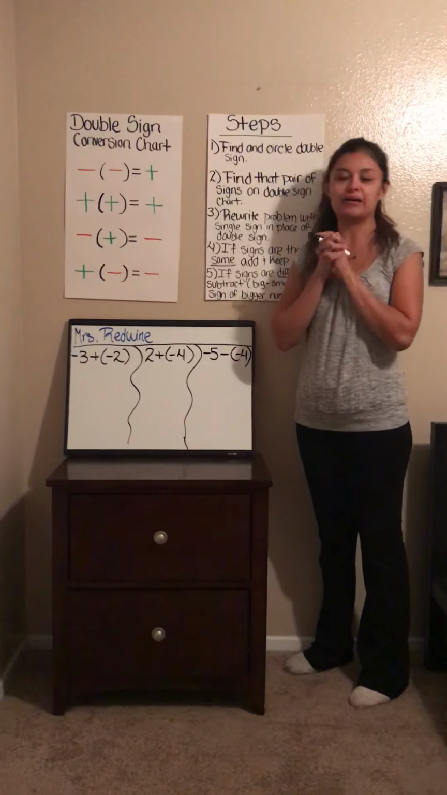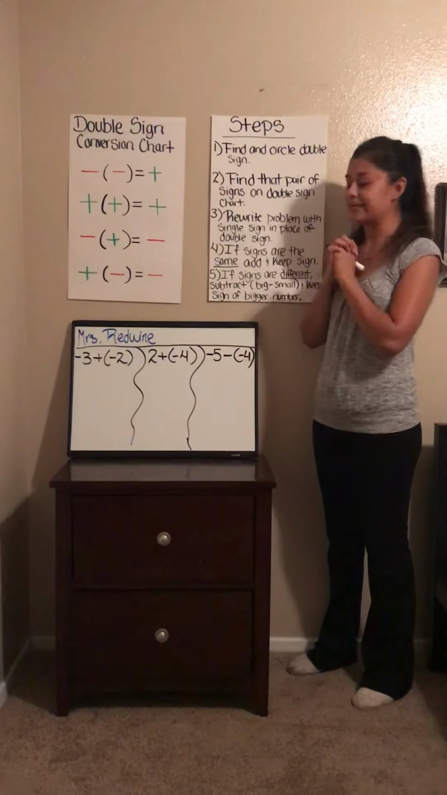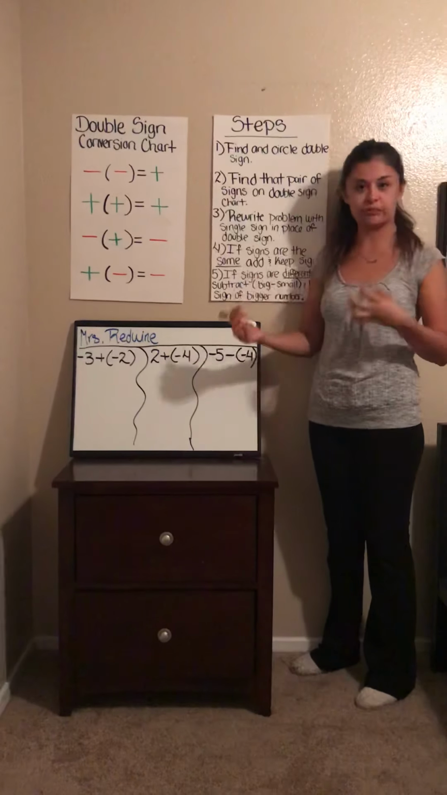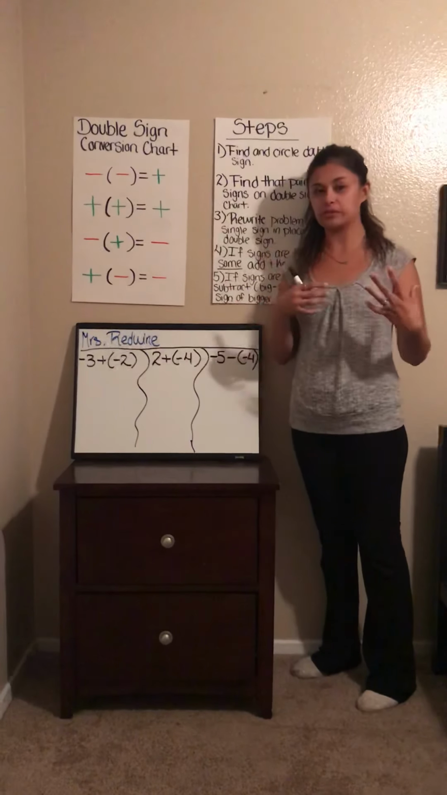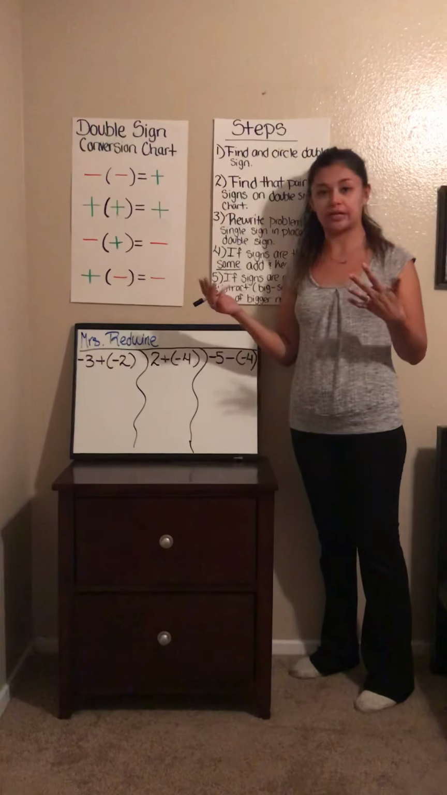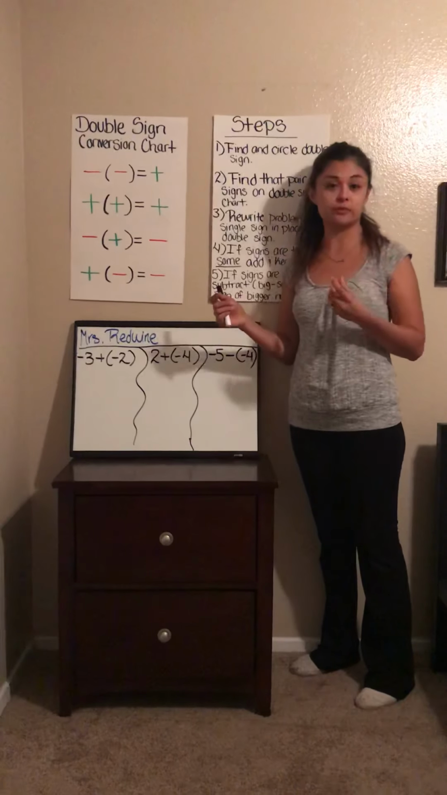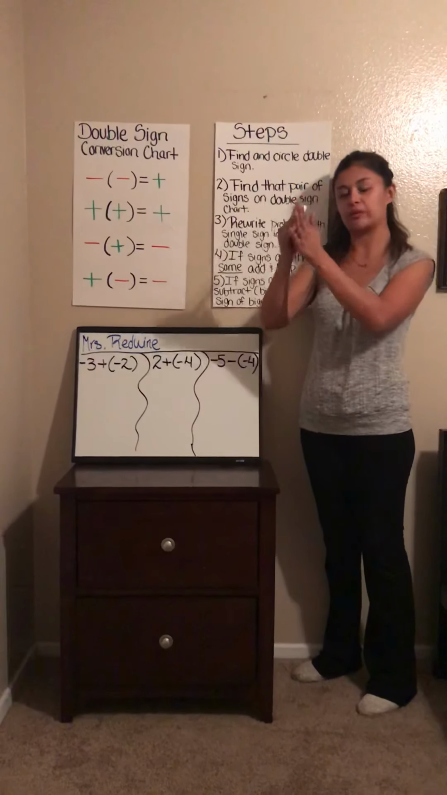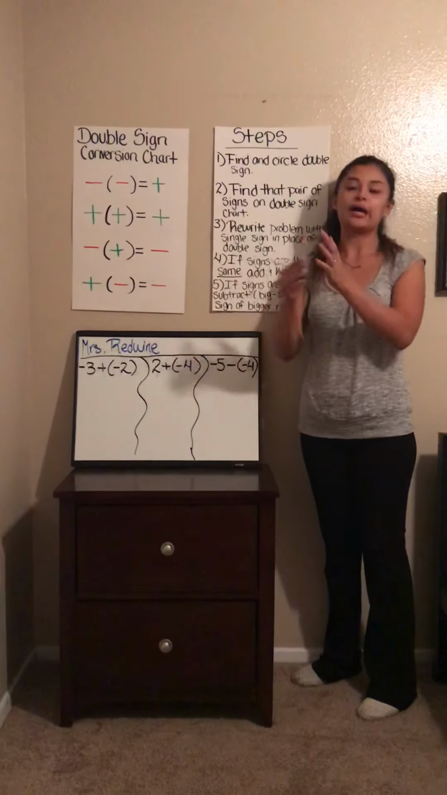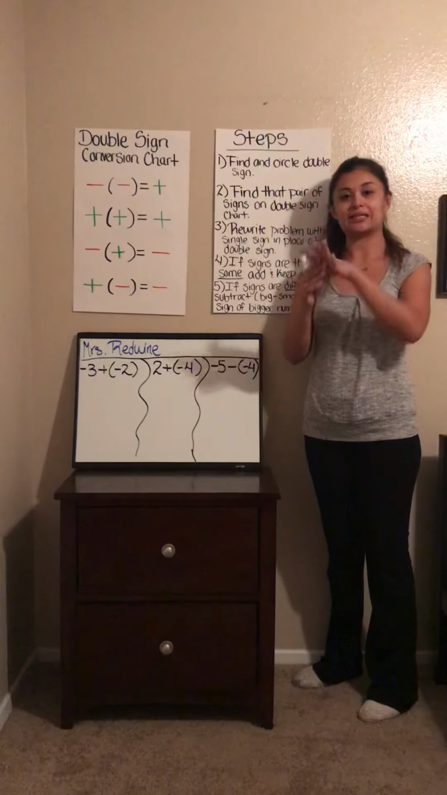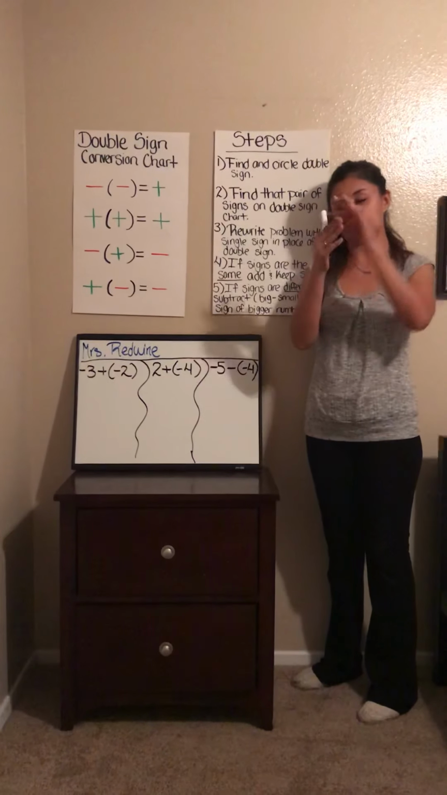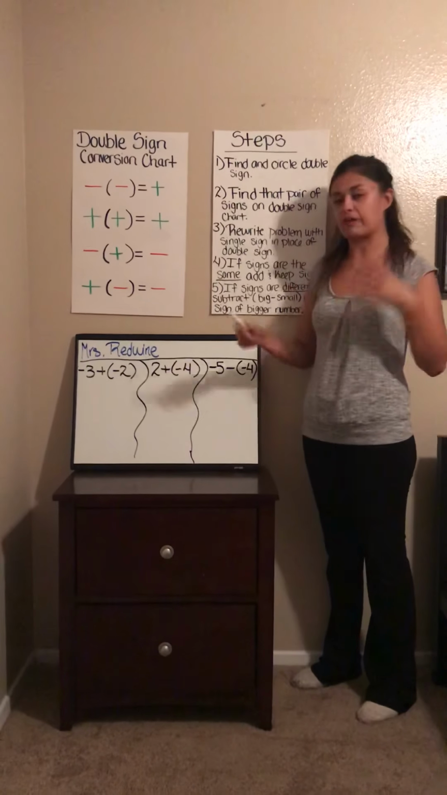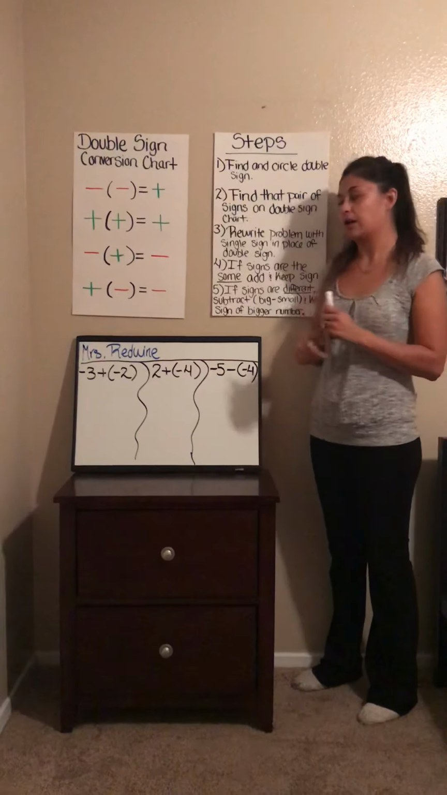Hi class, I'm Mrs. Redwine, and today we're going to extend our lesson that we did last time. We were going over positive and negative numbers on the number line. A positive number is anything that is greater than 0. A negative number is anything that's less than 0, so to the left of the 0 on our number line. We have our positive and our negative numbers.